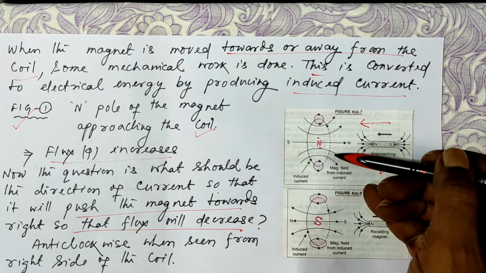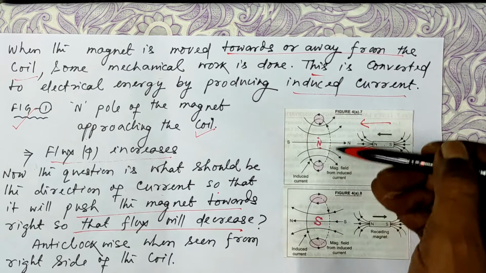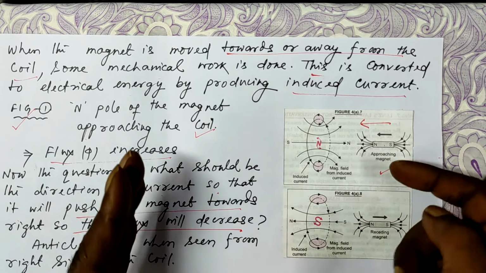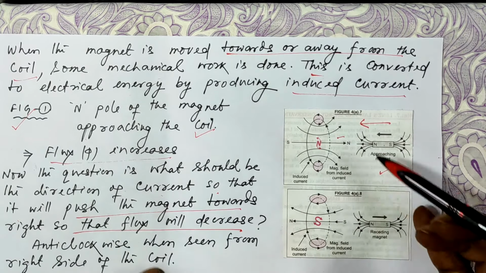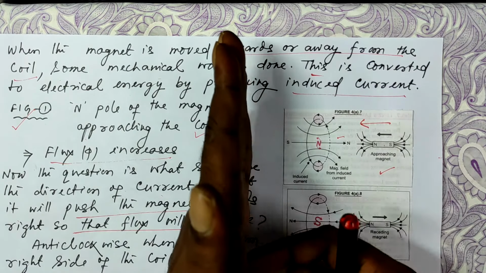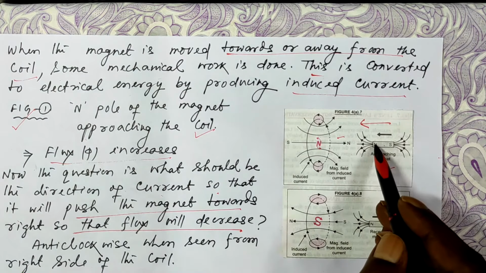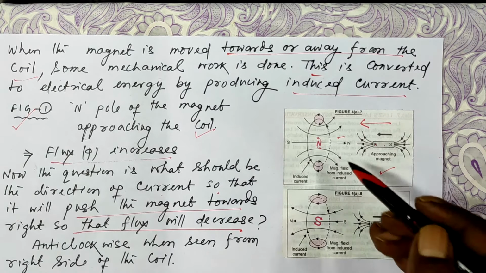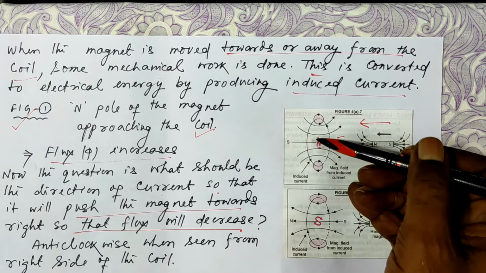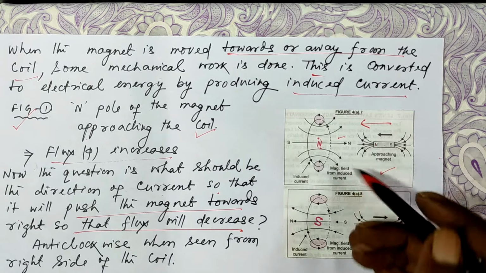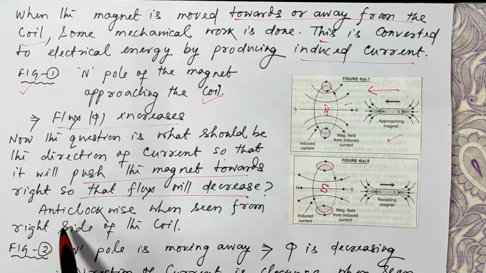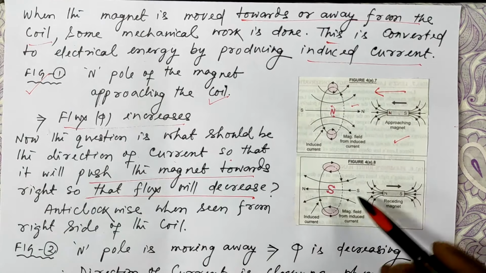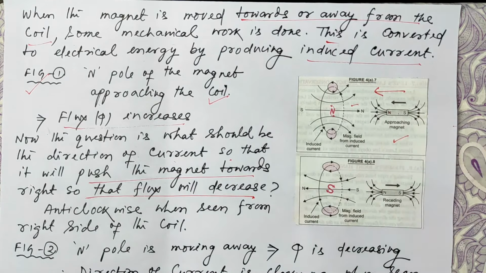If from this side the direction of current is anticlockwise, then this side of the coil will behave as a north pole. So it will push this north pole to this side. Therefore the flux will decrease. So when the north pole is moving towards the coil, the direction of current is anticlockwise. So the direction of current is anticlockwise when seen from the right side.